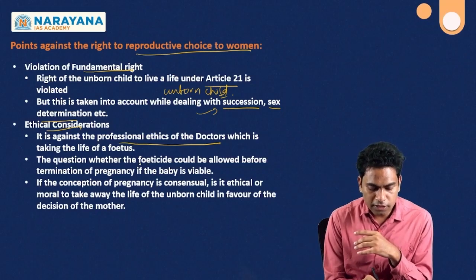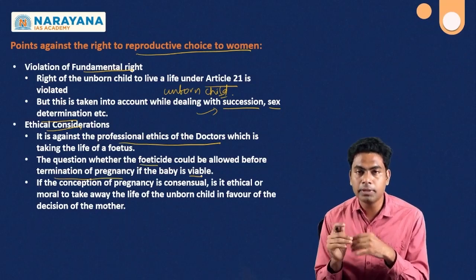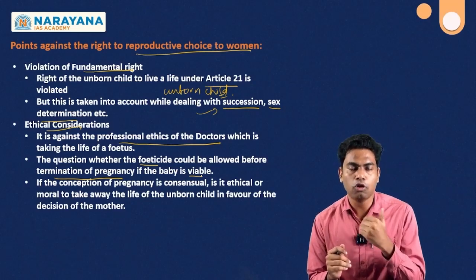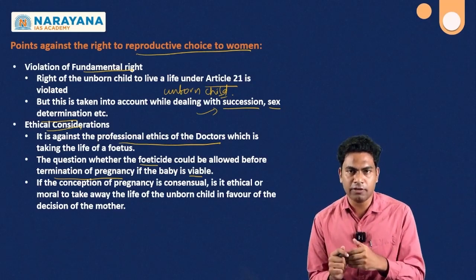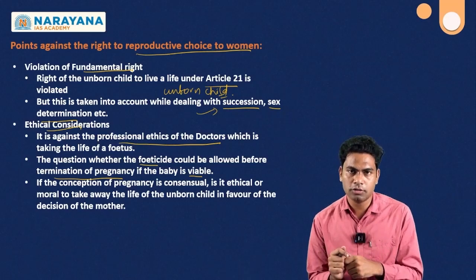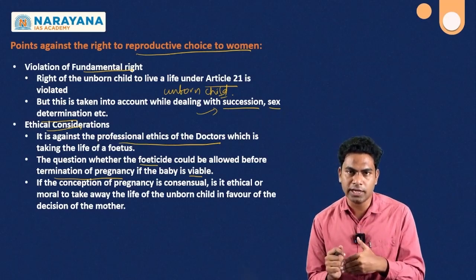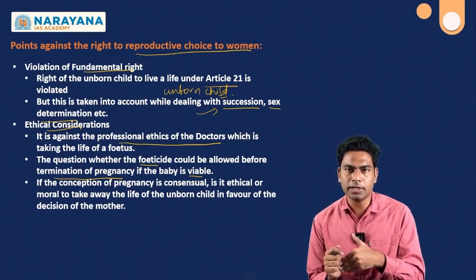Next up is whether feticide could be allowed before termination of the pregnancy if the baby is viable. We already talked about this case. If the fetus is alive, should we allow abortion or not? Why? Because we are taking away the life of the child before terminating the pregnancy.